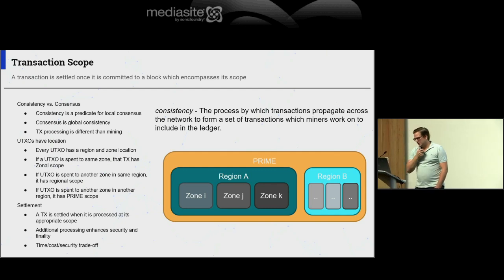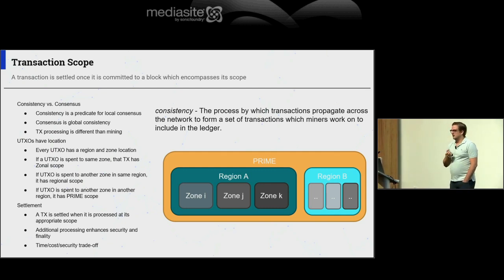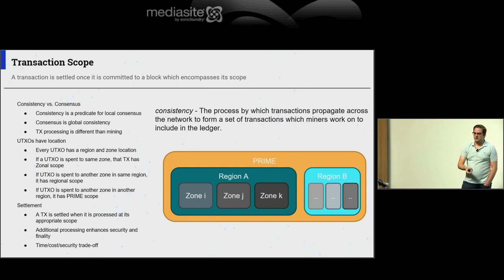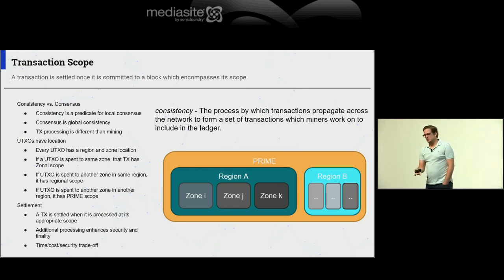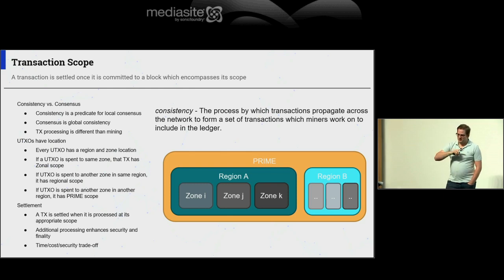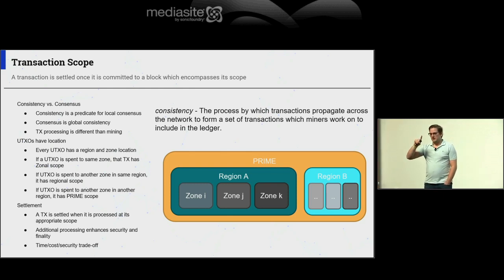So there's a trade-off that is introduced between time, cost, and security. This exists in blockchains already. We talk about the depth of a transaction in a chain; that's essentially certainty that the settlement won't be reversed. The same thing exists here, except there's more granularity to that settlement, and also scalability because of the structure.